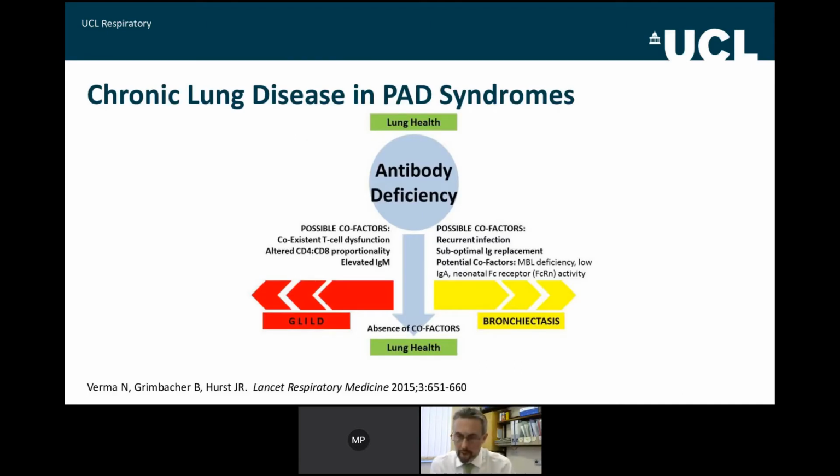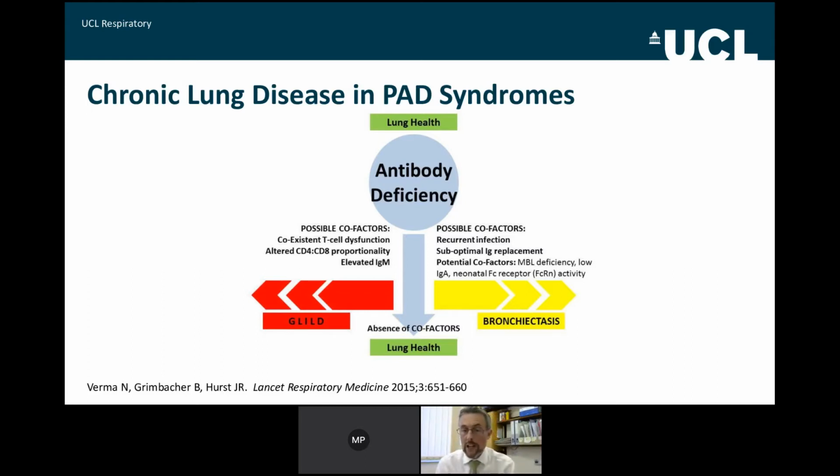Not everybody develops bronchiectasis though. And in terms of the other main chronic respiratory manifestation of PID, GLILD, we'll come back to that later on, but not everybody develops that. And so it's very clear that some people living with significant antibody deficiency can live with healthy lungs. So it's not just the antibody deficiency that's important. There have to be other cofactors.